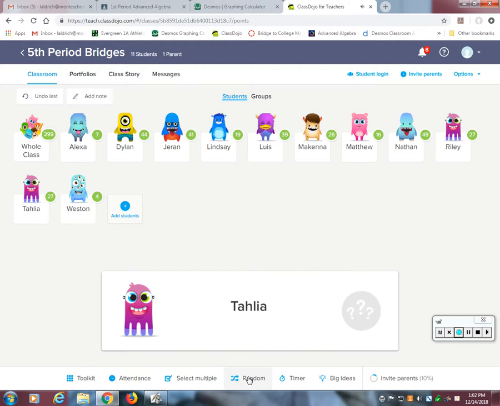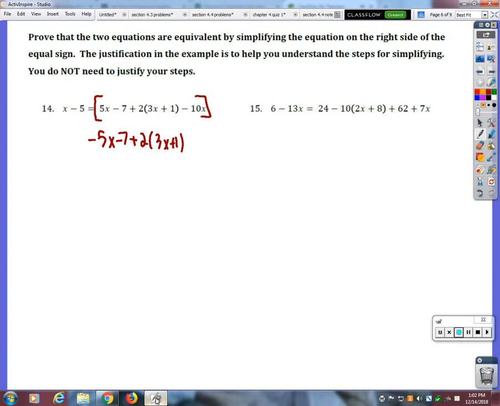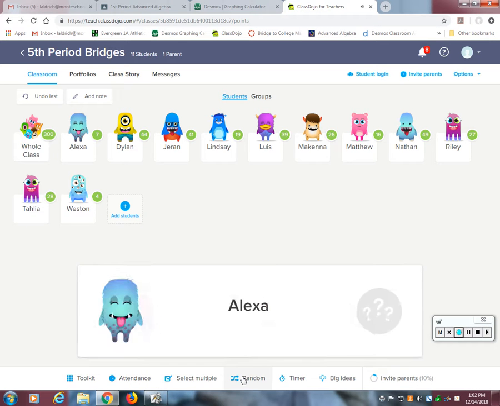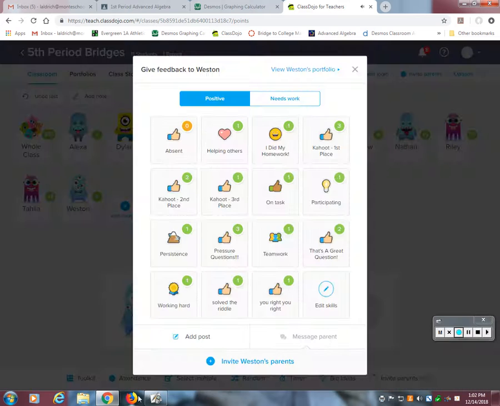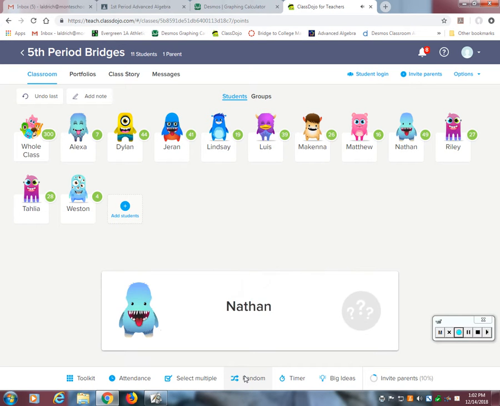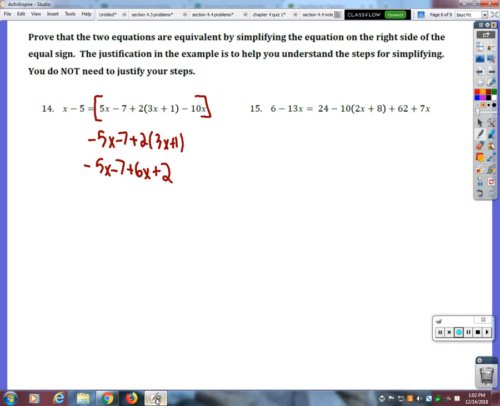Okay, so Talia, how could you get rid of those parentheses? Okay, so 2 times 3 is 6x. 2 times 1 is 2. Awesome. Okay. Does that make sense, Nathan, that we had to do that first? Yeah. All right. Weston. Okay, Nathan, take it home then. Simplify that.